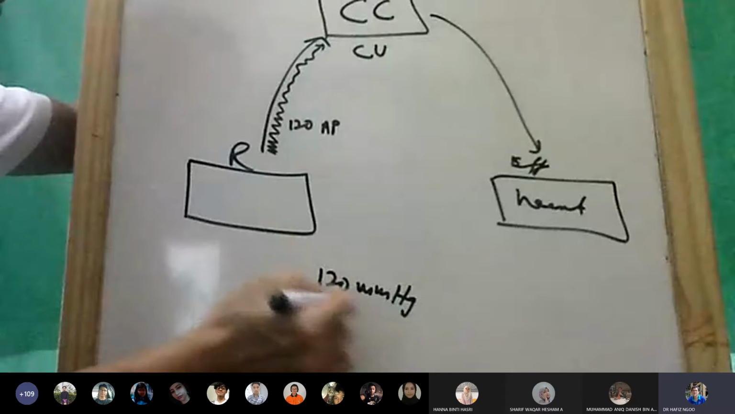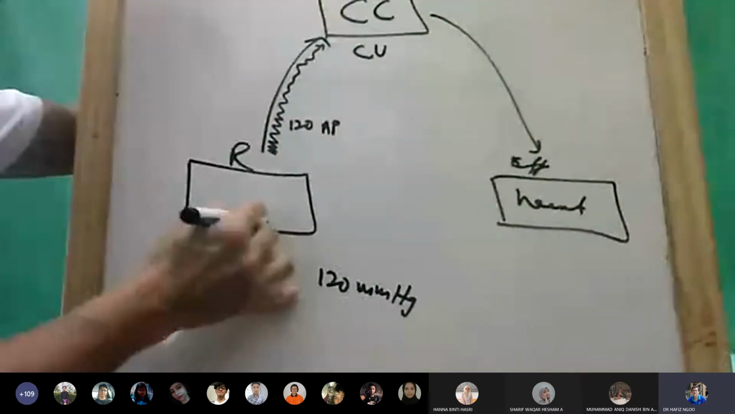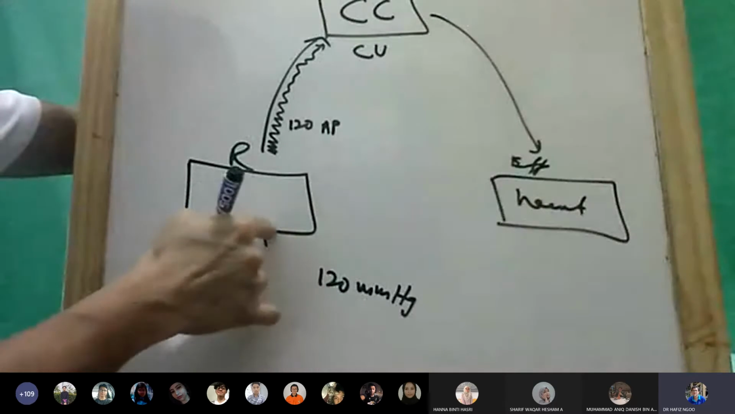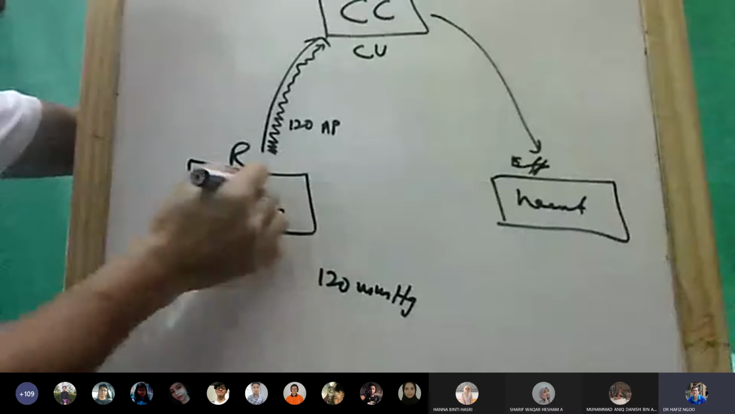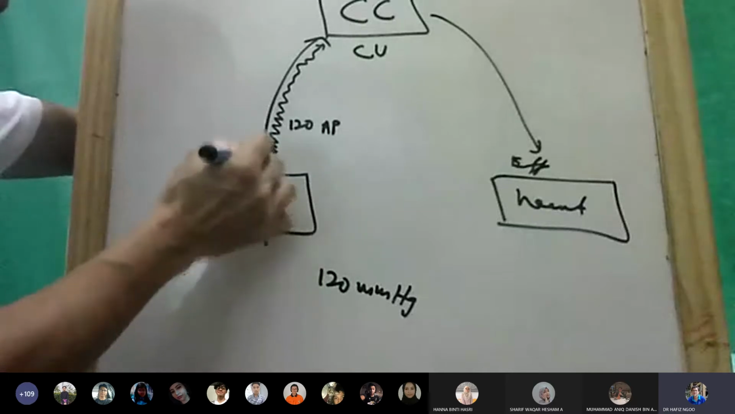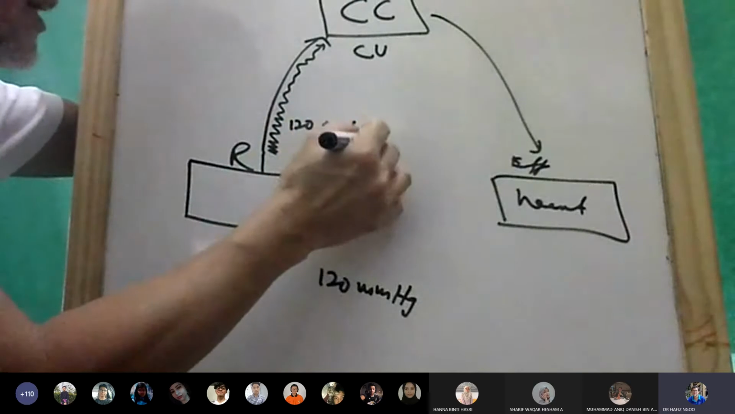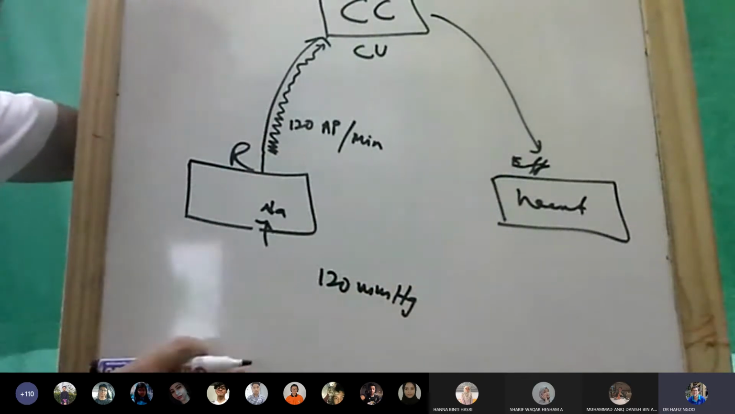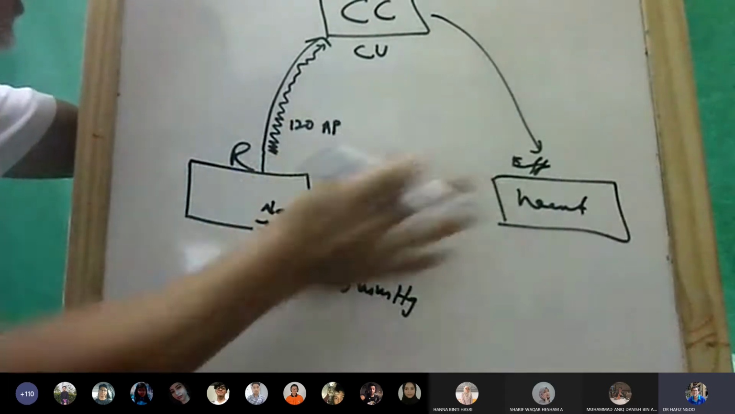As long as the blood pressure is maintained, nothing happens. Basically, the gated channel will always be open, allowing sodium to come in. That generates action potentials, and this will be maintained at 120 per minute. That's it. Because of that, it has that frequency.